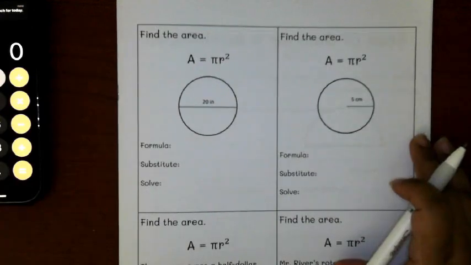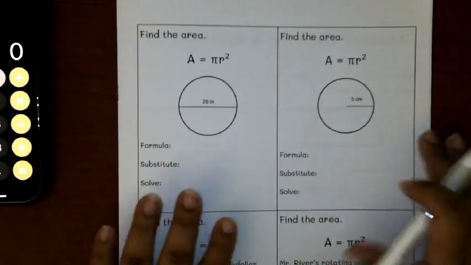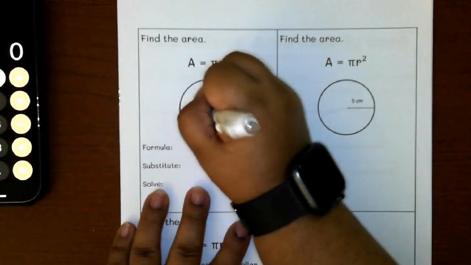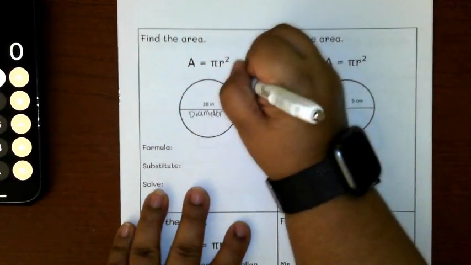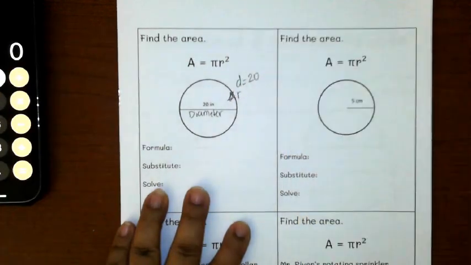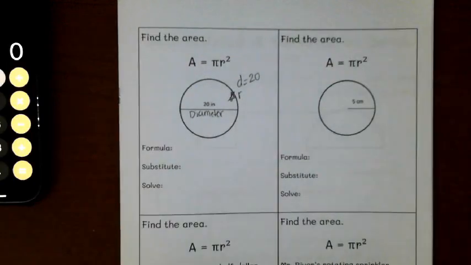So like number 1, you have the diameter. This is the diameter. You don't need the diameter. You need the radius. Okay? So if your diameter is 20, remember from the first page that we did when we talked about the vocabulary, if you're going from diameter to radius, you need to take the diameter and divide it by 2.